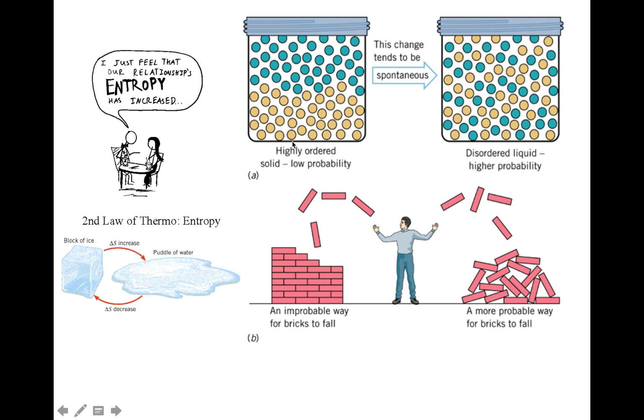A solid tends to be more highly ordered because you're putting energy into it, but then when it melts and turns into a liquid, now you have disorder, which is entropy. Here's a block of ice. Entropy is denoted by the letter S. As it increases, you get a puddle of water, but then as it freezes, your entropy decreases and the molecules arrange themselves in an ordered way and you get a solid.